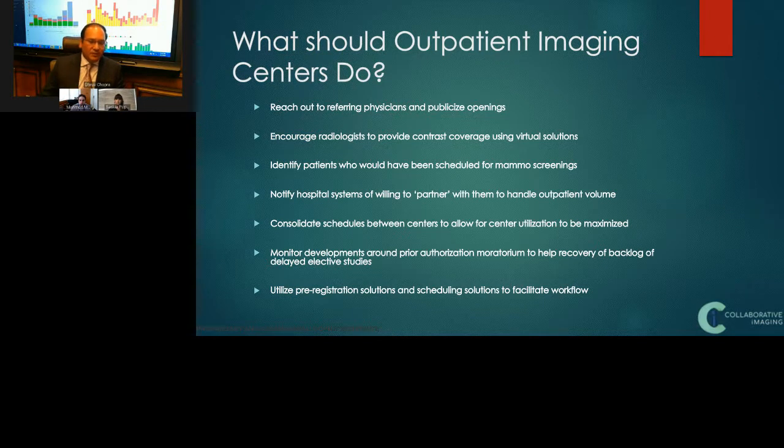Let the patients schedule themselves, let the patients pre-register themselves, let them go through that process so they're in control of their patient care all the way through, as opposed to coming into the imaging centers and accumulating over there and standing around filling out forms. Let's get that done before the patient even comes in.